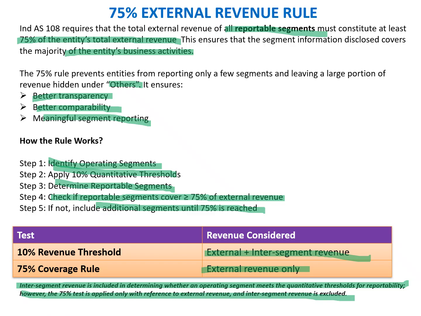This is very critical, and very tricky as well, because both rules run independently, and the 75% external revenue rule is the superseding rule over the reportability rule. So even if reportable segments have been identified, if they are still not meeting the 75% rule, then we have to add more reporting segments to achieve this 75% external revenue rule. So we'll move to the next slide.